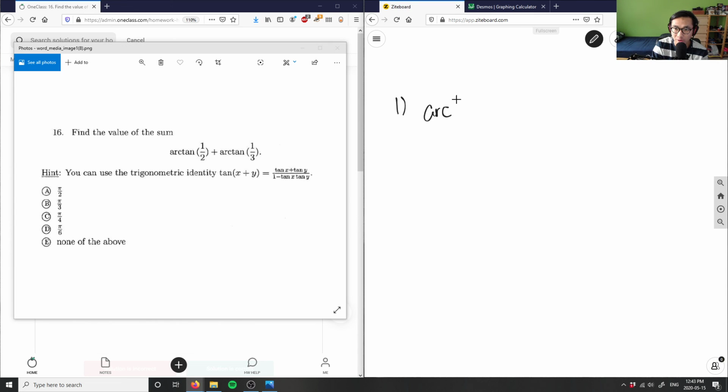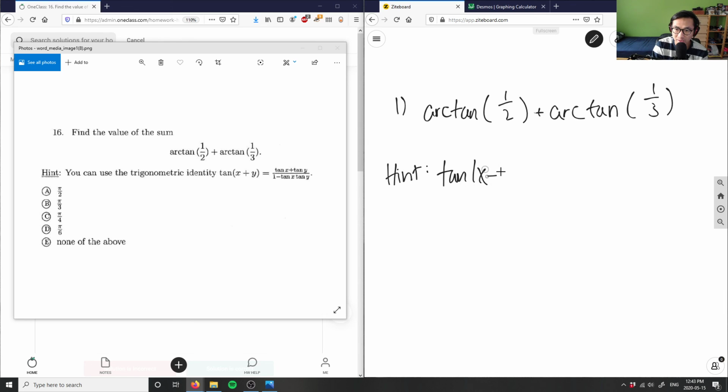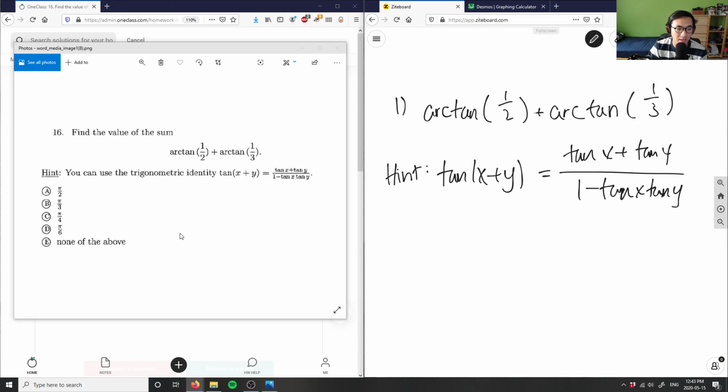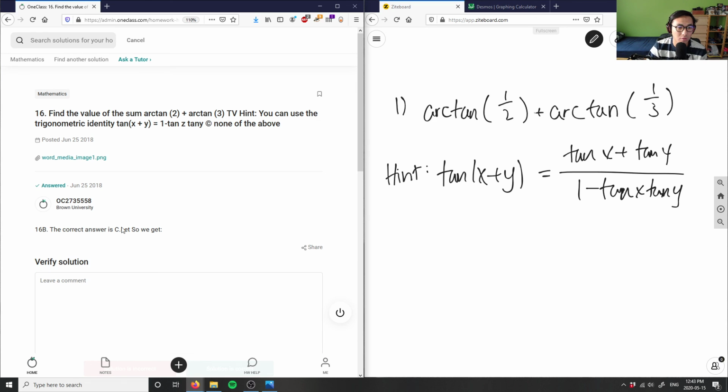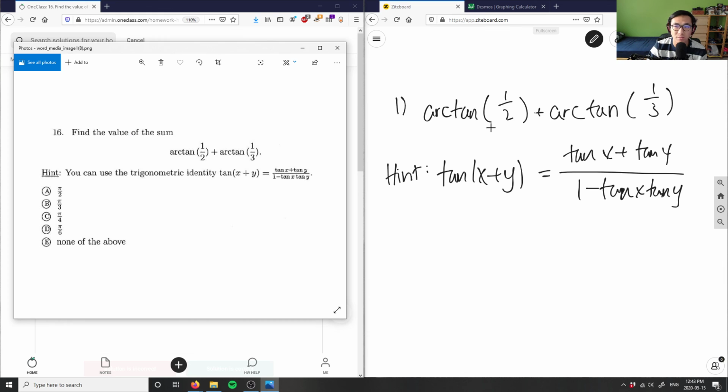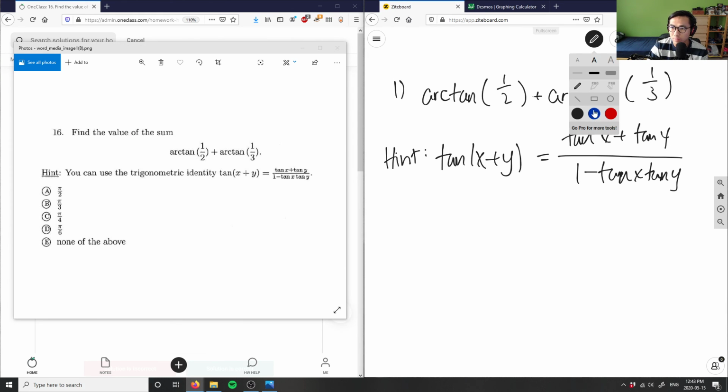So this here's number 1. I want to find the value of arctan half plus arctan 1/3. And then it says there's a hint here: tan of x plus y equals tan x plus tan y over 1 minus tan x times tangent of y. So this is my hint. It says the answer is A, B, C, or D, and none of the above. This guy wrote C here, but did not provide an analysis. So let's solve this problem.